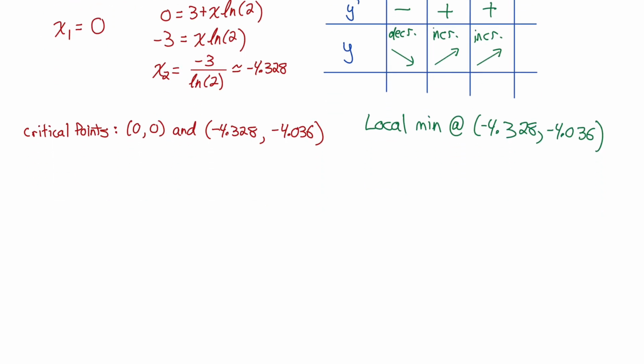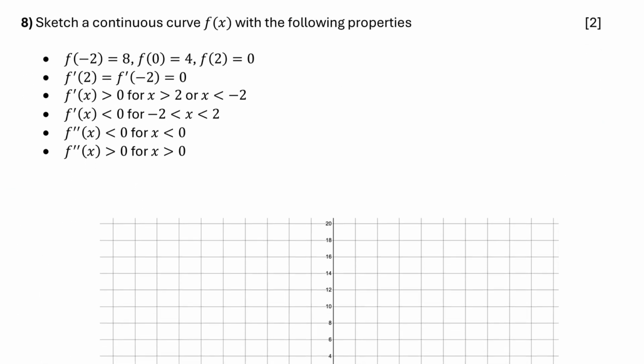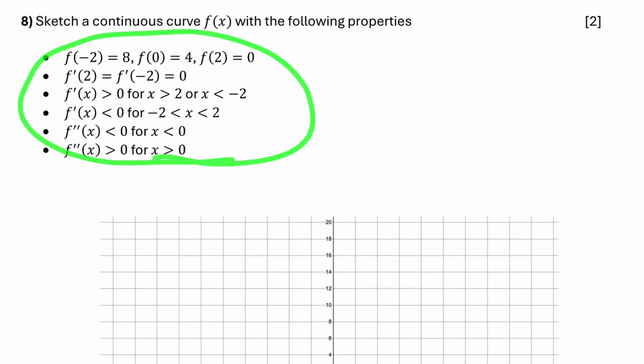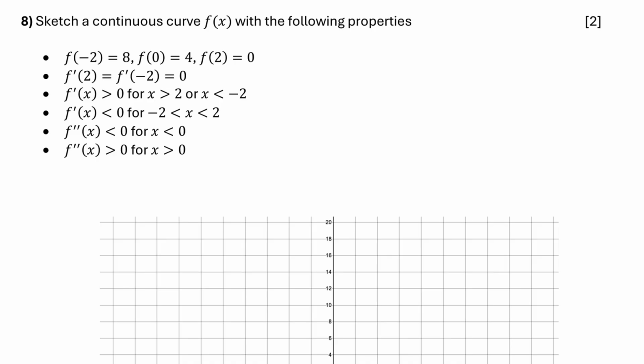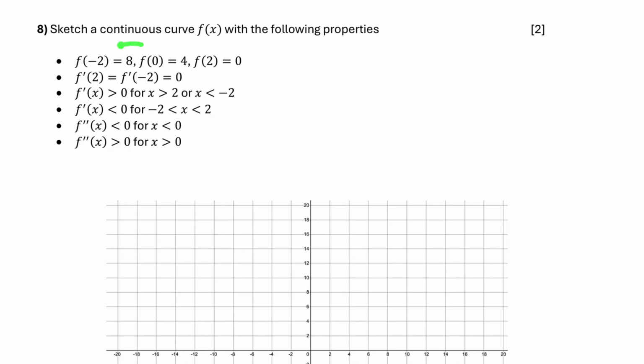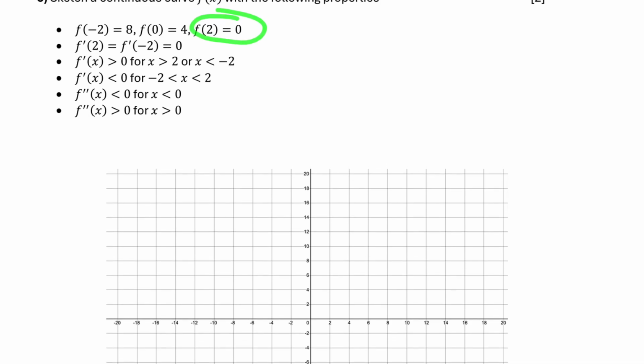And now let's move on to question number 8, where we're given a set of properties for some function f of x, and we have to sketch a possible graph of it. The first bullet point, I noticed, just gives me 3 points that are on the function. When x is negative 2, y is 8. When x is 0, y is 4. And when x is 2, y is 0. So I can plot all of those points on my graph to start.